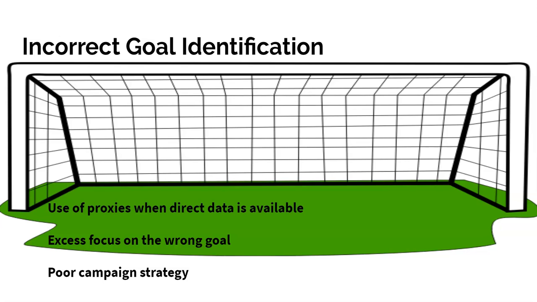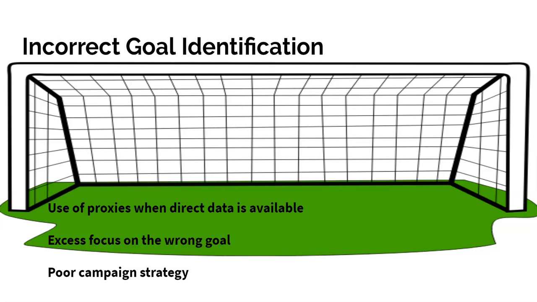So if you focus too much on the wrong goal, so if, for instance, you simply decide that anyone who spends more than 5 minutes on our website is ready to buy, and that turns out not to be true, you might end up doing incorrect goal identification and measuring a goal on your website that has nothing to do with the KPI, in other words, the key performance indicator that you're really trying to measure.